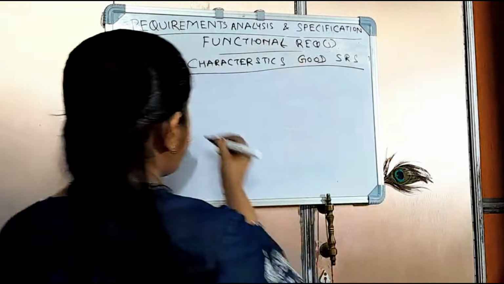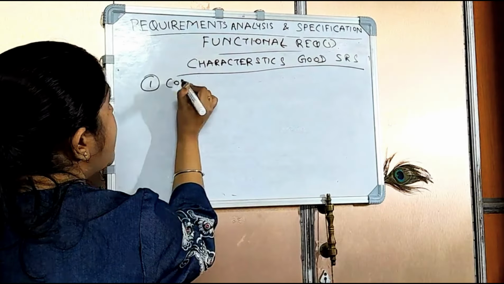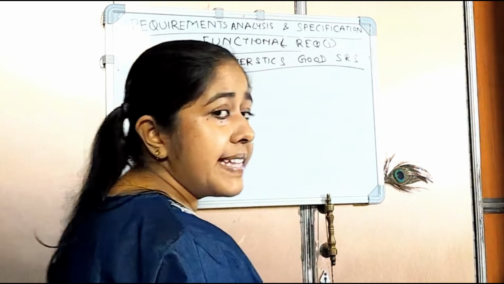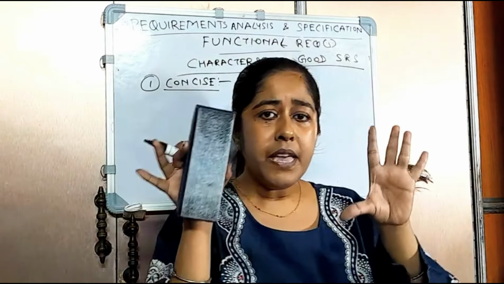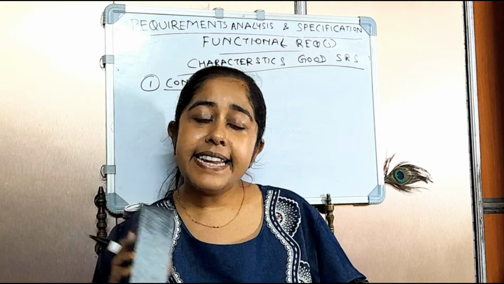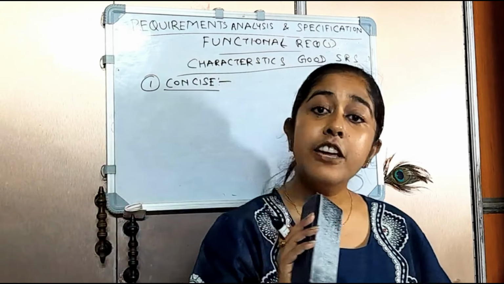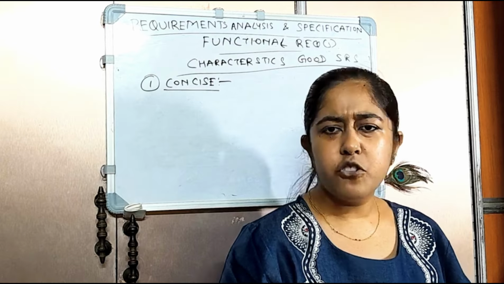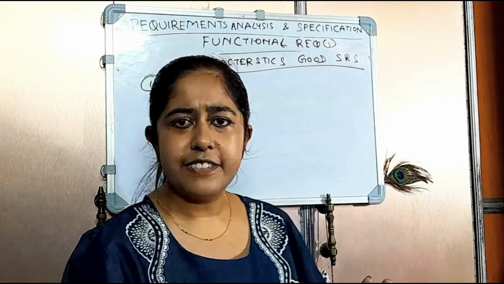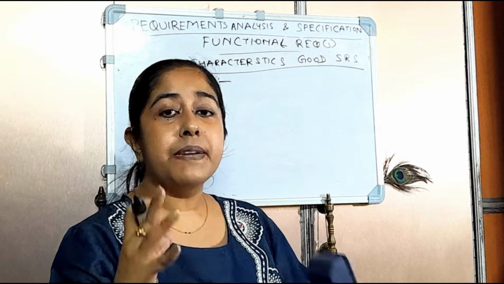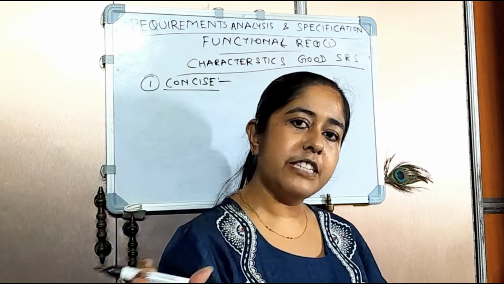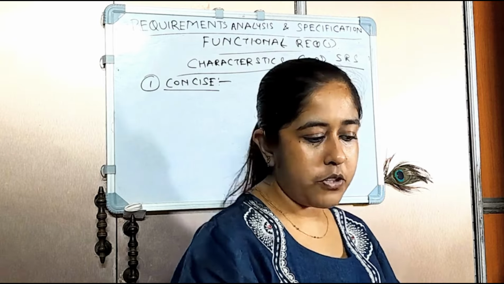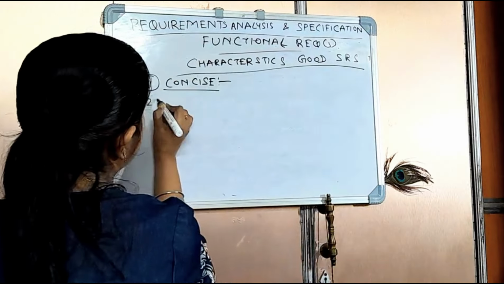Now the first one is that my SRS should be concise. My SRS should not be so huge. It should be basic, and whatever data is there, everyone can easily understand it. It should be concise, very nicely written, not in very typical language. It should be in concise language so that everybody can easily understand your SRS document. Okay, the second one is that it should be structured.